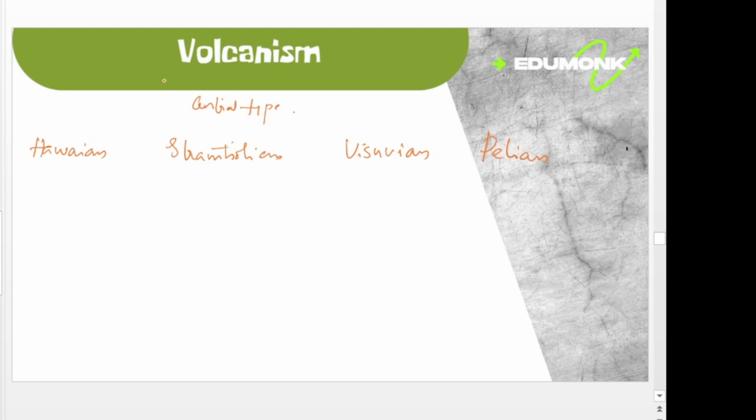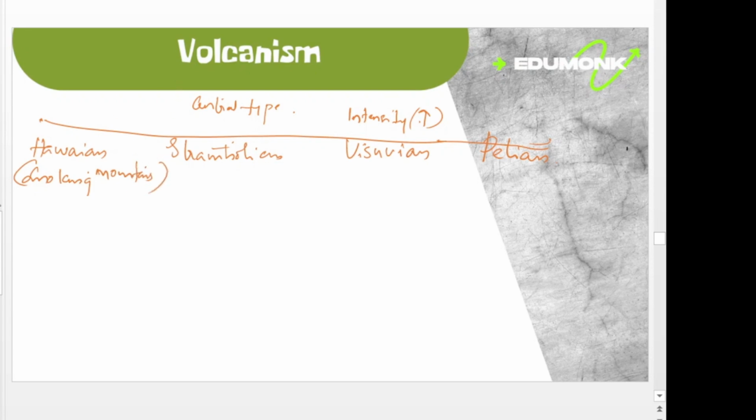From here to here, the intensity increases. Okay, we can move to the first volcano, that is Hawaiian. Hawaiian is known as smoking mountains. Here there is continuous ejection of magma.